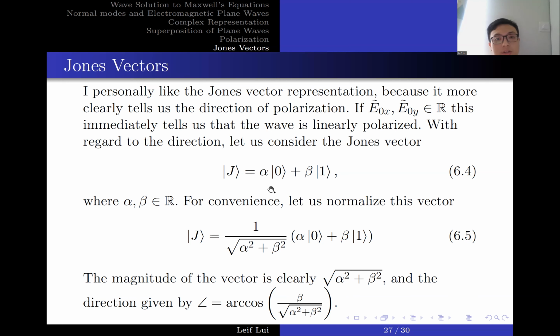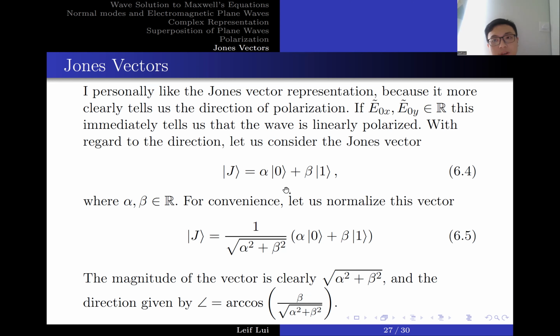How we get the magnitude: we square these two, sum them, square root it, and then take 1 over that square root. That makes this vector essentially normalized, and it's a unit vector. So clearly the magnitude of the vector is alpha squared plus beta squared, and the direction of the vector is this, right?